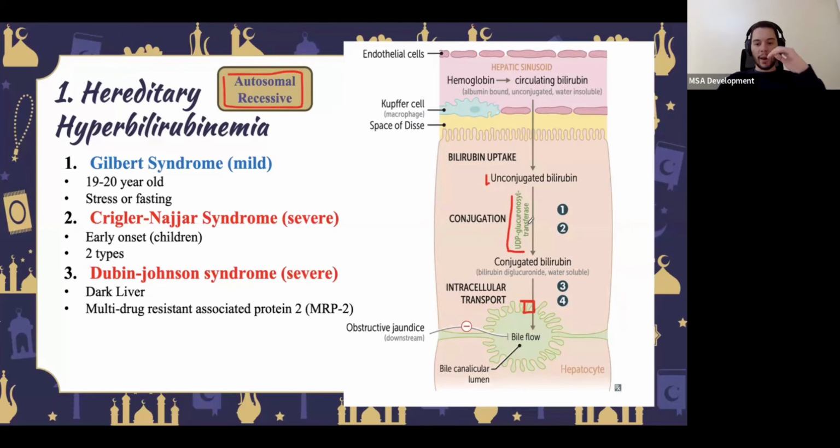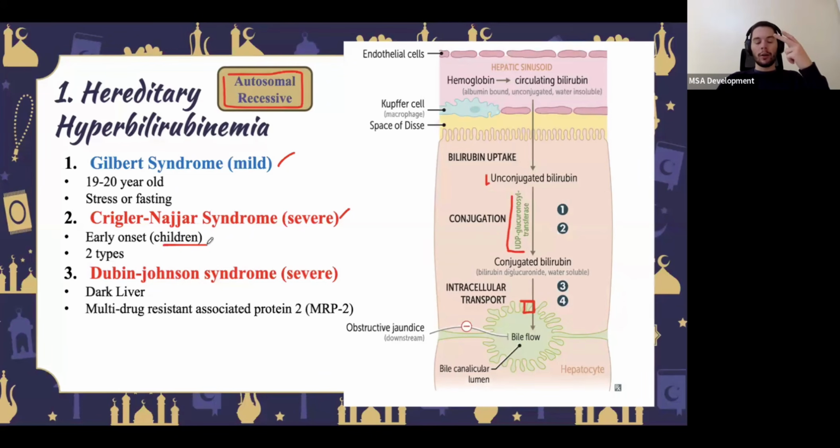If there is complete absence of UDP glucuronosyltransferase, this is referred to as Crigler-Najjar syndrome. If there is a mild decrease in your UDP glucuronosyltransferase, then this is Gilbert syndrome. This is how you can differentiate between them. And if you think about it, since in Crigler-Najjar you have complete absence, it typically presents way earlier than Gilbert syndrome. So it typically happens in children.